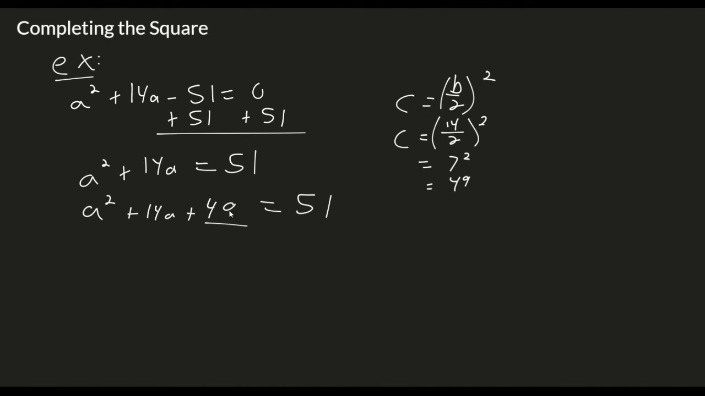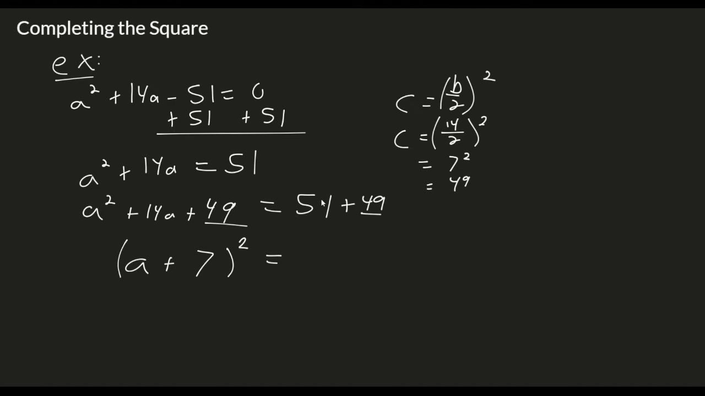So I'm going to place 49 here, and since this is now an equation, if I add 49 to the left side, I have to add it to the right side. I'm going to go ahead and factor this. Now remember, I completed the square, so it's a nice, easy factor. 7. 7 is 14 over 2.